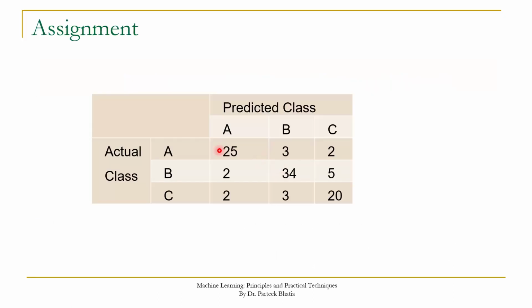In this assignment, you have to find out the precision and recall for each class. Here we have three classes. These are A, B and C. On one axis we have predicted class of the classifier, while on another axis we have actual class. So these are the instances for predicted and actual classes for each of the class, that is A, B and C. And in this assignment you have to find out the precision and recall for each class.